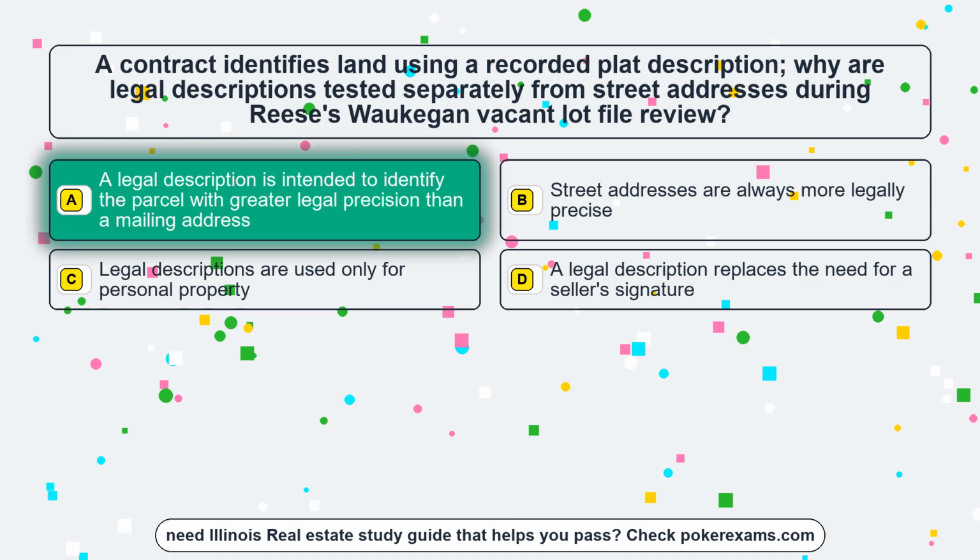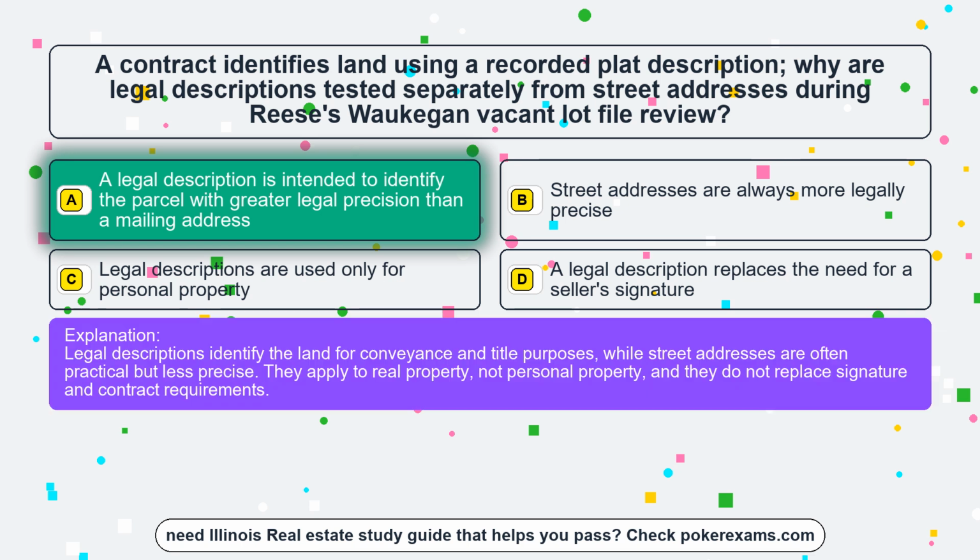The correct answer is option A. A legal description is intended to identify the parcel with greater legal precision than a mailing address. Legal descriptions identify the land for conveyance and title purposes, while street addresses are often practical but less precise. They apply to real property, not personal property, and they do not replace signature and contract requirements.